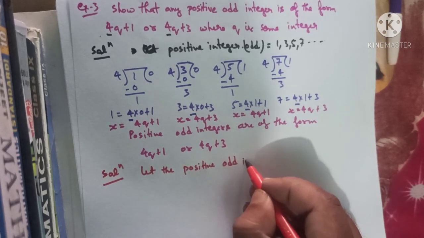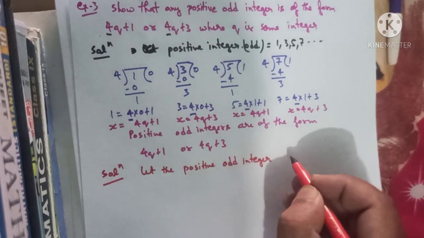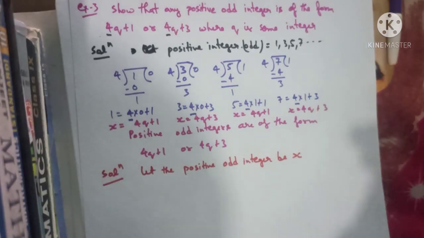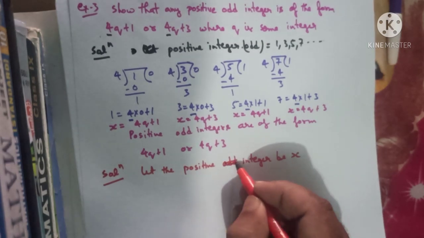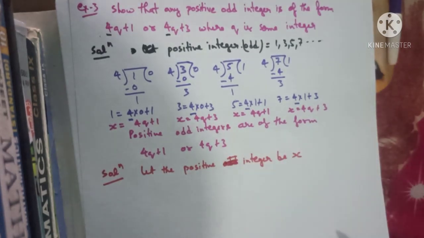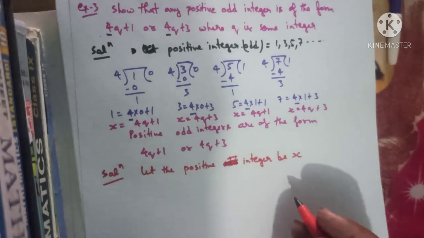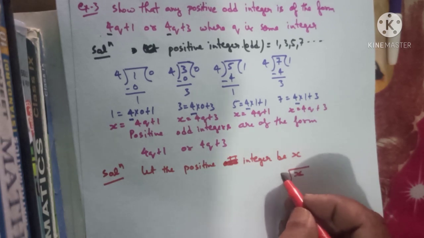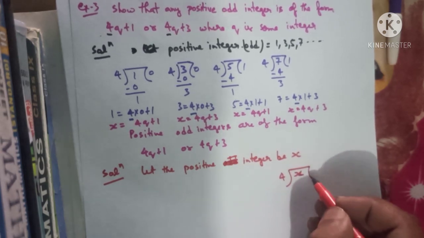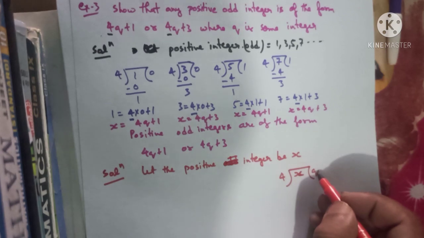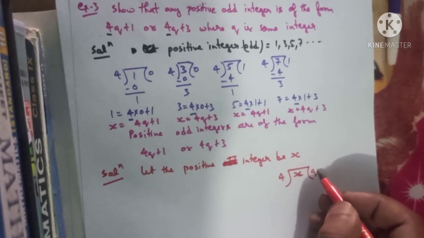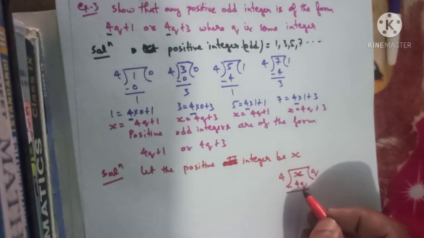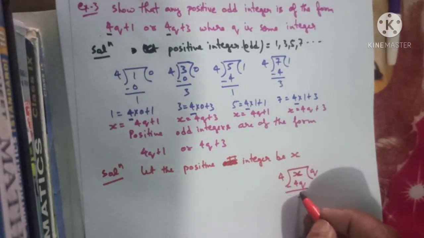Let the positive integer be x. Now if we are dividing this positive integer x by divisor 4, we will get 4 times the quotient. The quotient can be 1 times, 2 times, 3 times, any time. So 4 times the quotient is 4q, and if you subtract this 4q from x, we will get the remainder r.